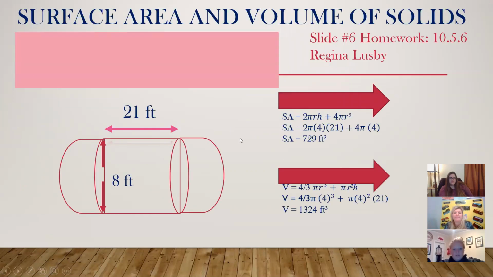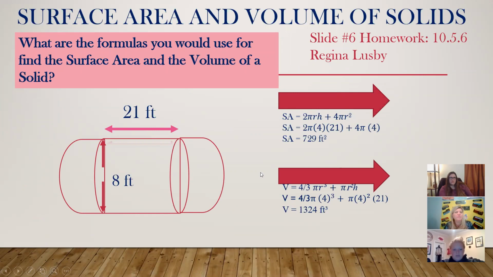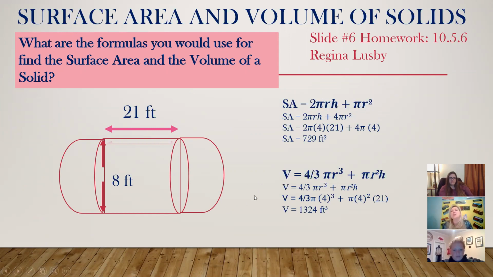In surface area and volumes of solids, Regina, what are the formulas you would use to find the surface area and the volume of a solid? Okay. For your surface area, we have 2 pi r h plus pi r squared, and you would use that formula. Again, you just plug those numbers in and work the formula out. And for our volume, we have 4/3 pi r cubed plus pi r squared h. Same thing, plug your numbers in there, and that is how you find your volume. Okay, thank you.